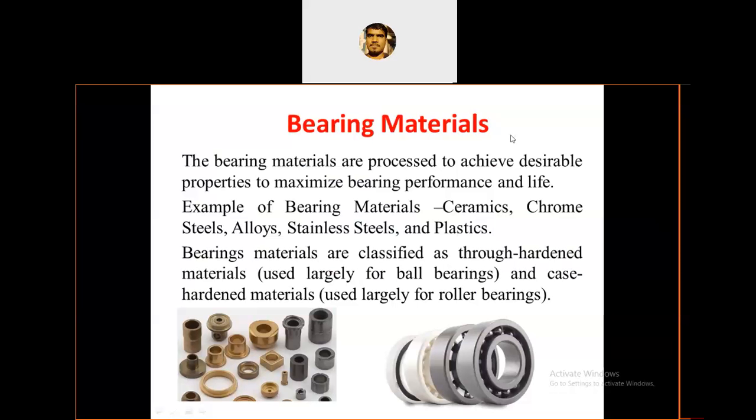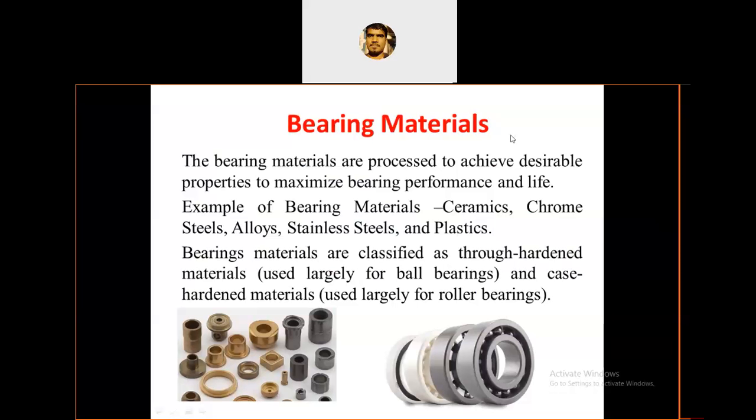Next, some examples of bearing material. Which materials can we use for bearings? Can we use wood as a bearing material? It is not possible. Some of the best examples of bearing material are ceramics. Have you heard of ceramic bearings? One best example is ceramic bearings, chromium steels, alloy steels, stainless steel, plastics, polymers, or composite materials. These are the best examples of bearing materials. In the next class, we will briefly discuss bearing materials.